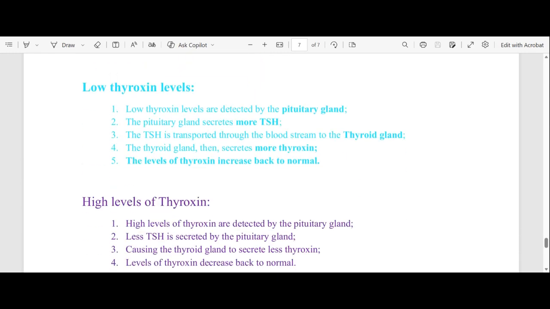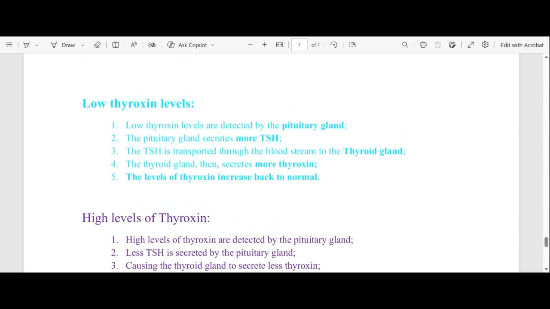Now let's go to the actual process, the actual feedback mechanism between TSH and thyroxine. So what happens when there are low thyroxine levels in the blood? Low thyroxine levels are detected by the pituitary gland. Number two, the pituitary gland secretes more TSH. Then the TSH will be transported through the blood to the thyroid gland. Then what will happen in the thyroid gland? The thyroid gland will secrete more thyroxine. Then your thyroxine levels will increase back to normal.